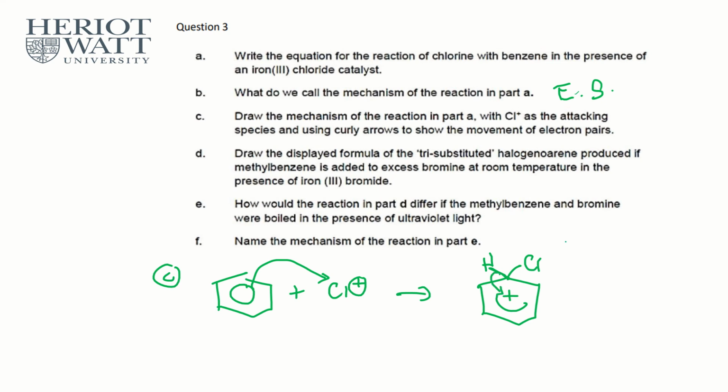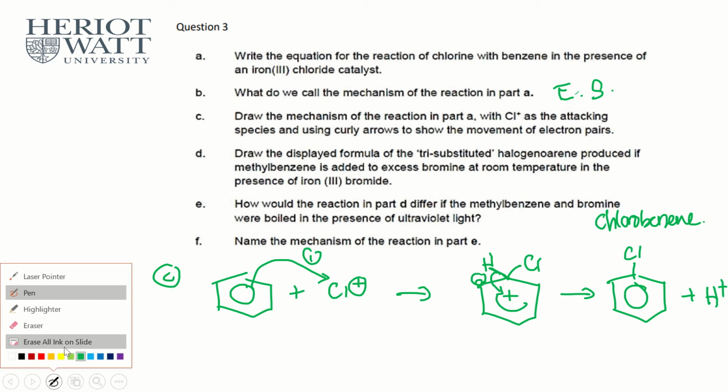You have to show the curly arrow. So then you will get a substituted benzene ring called chlorobenzene. So the name for this is chlorobenzene. And then you have your H plus being substituted away. So that is the full mechanism. All right, you have two curly arrows, 1 and 2. That's enough for the curly arrows. Okay, that's for C. And let's look at part D.